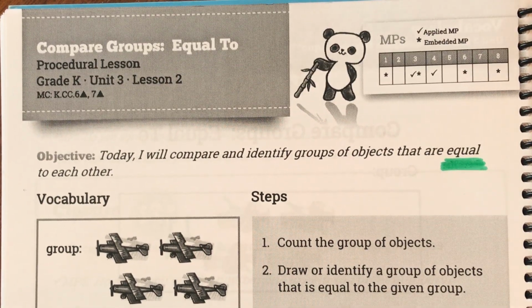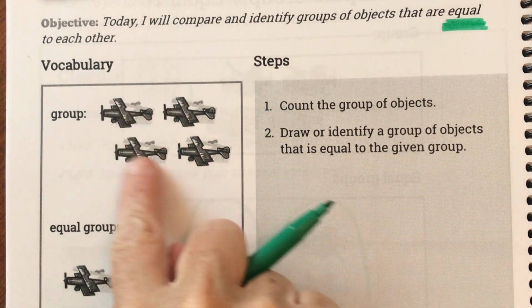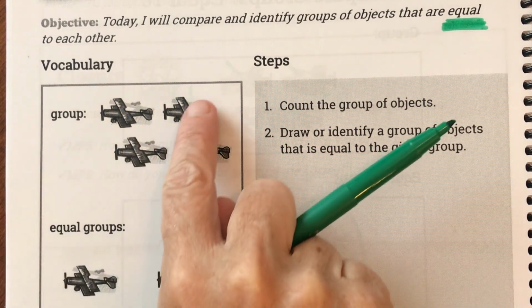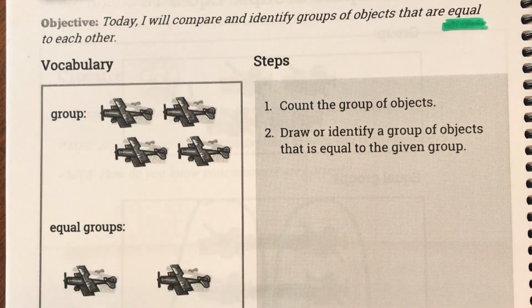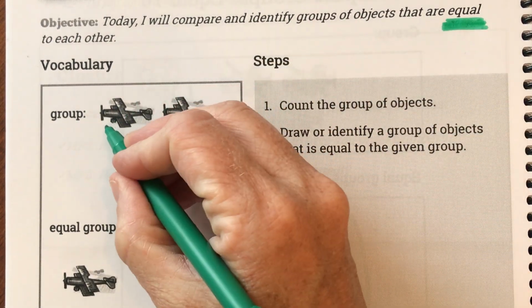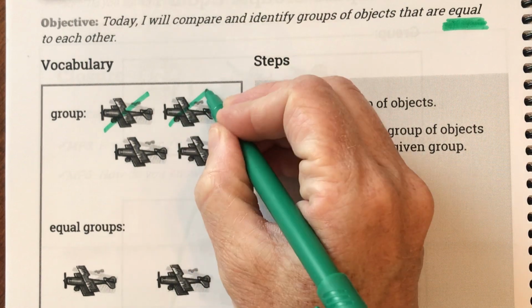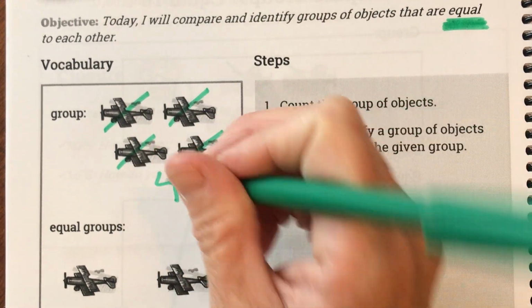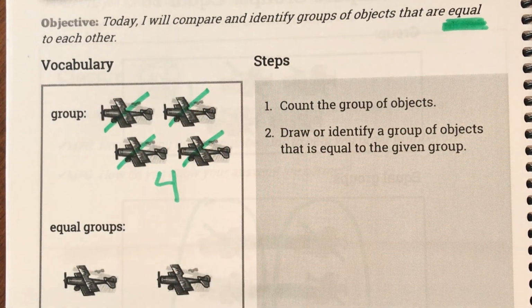Okay, so yesterday we should have seen what a group is. A group is anytime there's more than one object. Anytime there's more than one object, we call this a group. And this one is a group because let's count how many objects there are, friends. Ready? 1, 2, 3, 4. So there are 4 objects, and 4 is more than 1. So anytime there is more than one object, we call that a group.